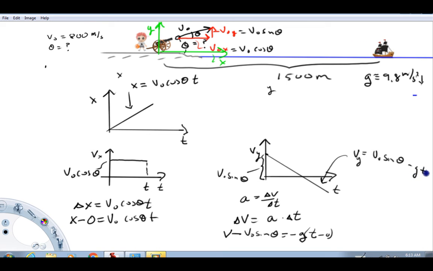Now, there's the linear function that describes this curve. Next, I'm going to sketch y coordinate against time and talk about how to find the equation for that.